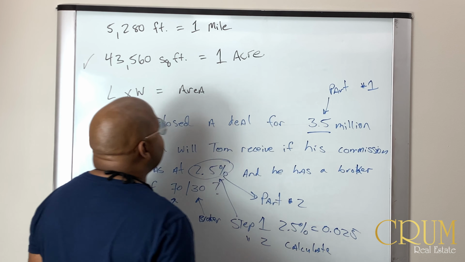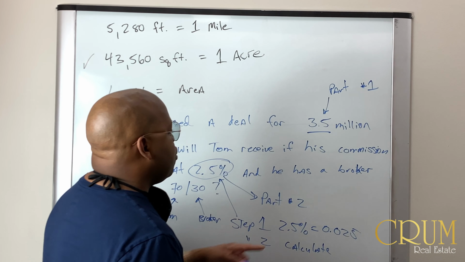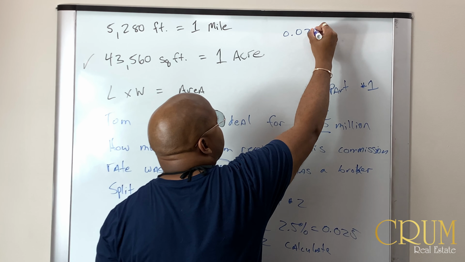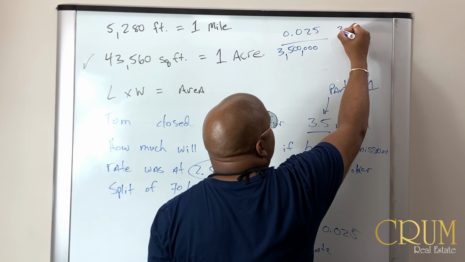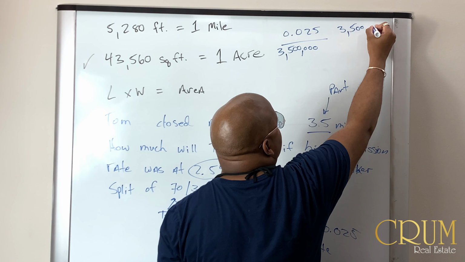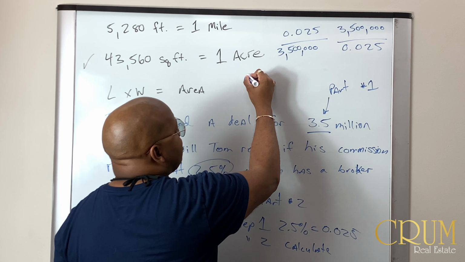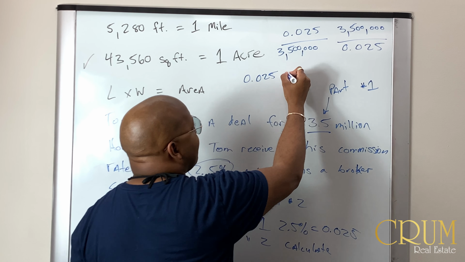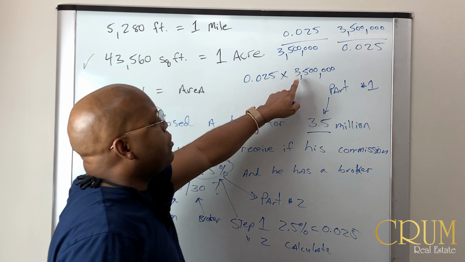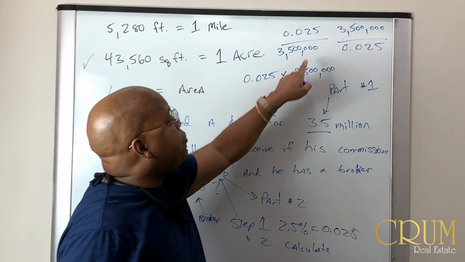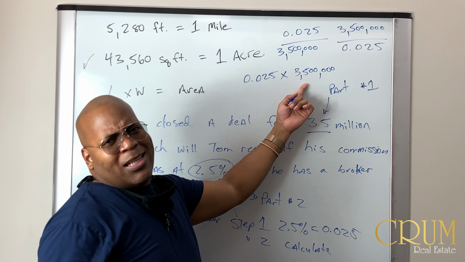Now you have to calculate. You have divide, multiply, two different ways you can divide. You have 0.025 over 3,500,000, or it could be 3,500,000 over 0.025, or it could be 0.025 times 3,500,000, which is 3.5 million. So these are your 3 choices, because you notice you're not going to add this plus this, or minus.